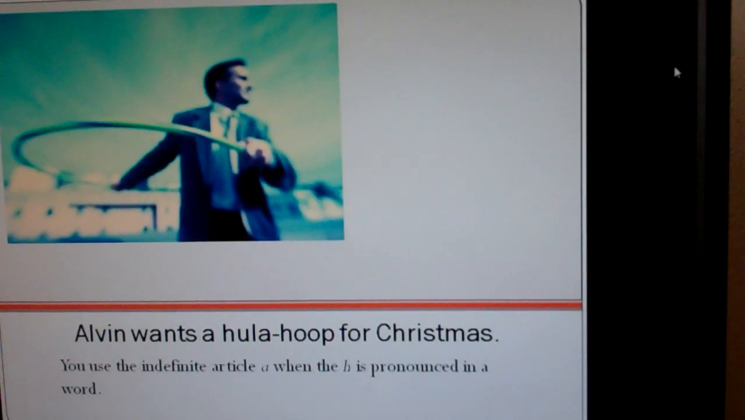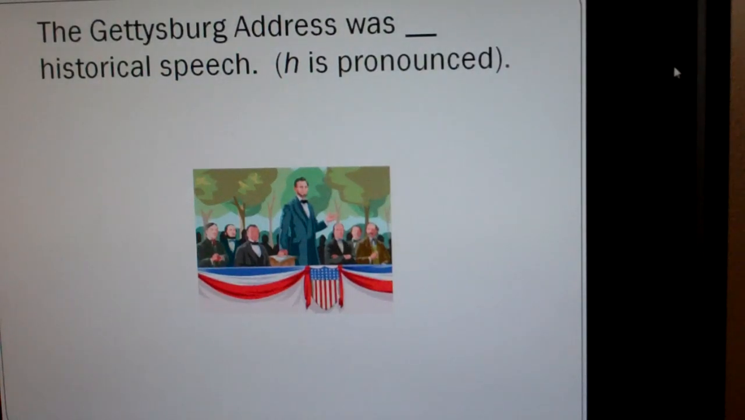Alvin wants a hula hoop for Christmas. You use the indefinite article a when the H is pronounced in a word. Hula hoop. I didn't say ula hoop. I said hula hoop. Hula hoop. Okay. And in this case, the H is going to be pronounced.